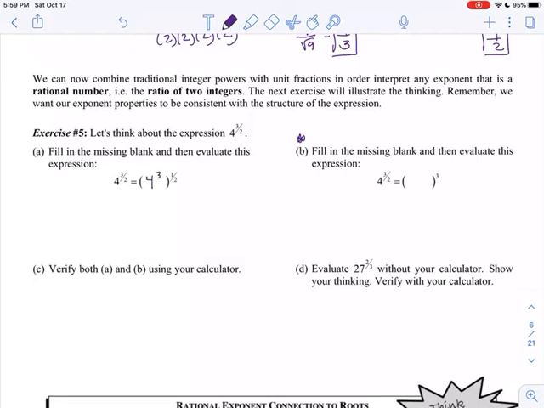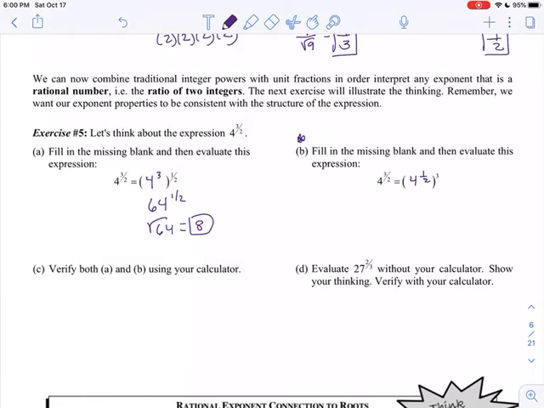So let's think about the expression 4 to the 3/2 power. 4 to the 3/2 is really 4 to the 3rd to the 1/2. I just separated the 3 and the 2. So it's really 4 to the 3rd times the 1/2, because a power to a power you're multiplying. 4 to the third power means 4 times 4 times 4, which is 64. And now I'm just doing 64 to the 1/2 power, which is the square root of 64, which is 8.